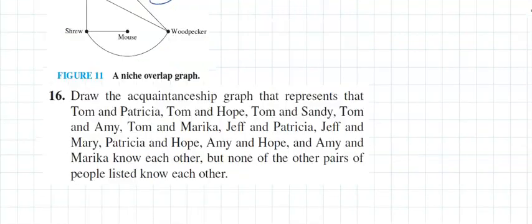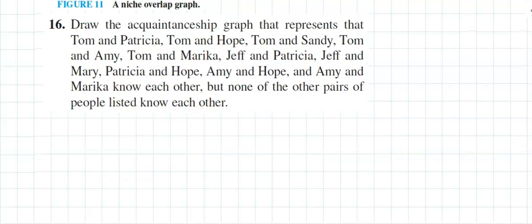On number 16, draw an acquaintanceship graph. Again, you don't need to really memorize what these mean. They're just specific graphs that are best fit for certain types of applications. That represents that Tom and Patricia, let's see, T and P, T and H, T and S, T and A. So it seems Tom is connected to everybody. Let's see, there is Marika and Mary. So we'll write the names, I suppose. So Tom connects to everybody. He's going to be in the center.